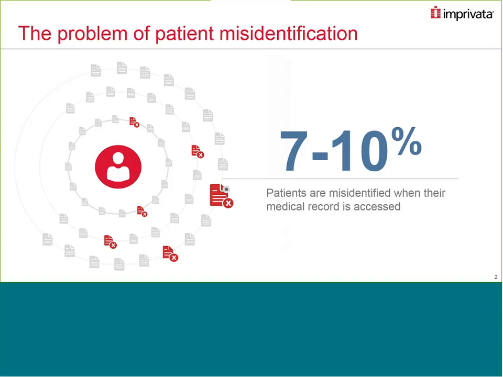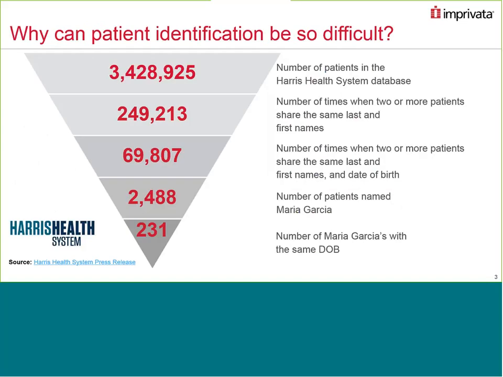Thanks, Chris and Claire. That's an important way to start in terms of just identifying the problem and talking about the scope of the known problem, as well as what Claire referred to as what we don't even know is happening. Let's talk a little bit more about why patient identification can be so difficult.